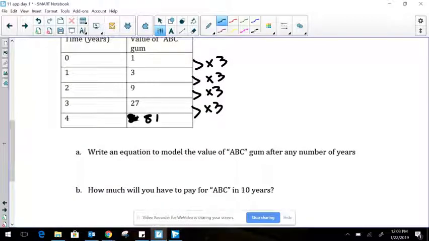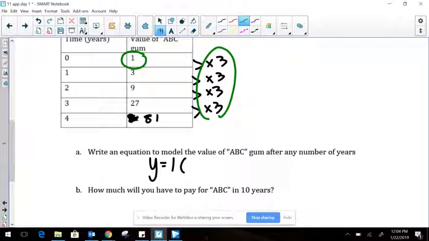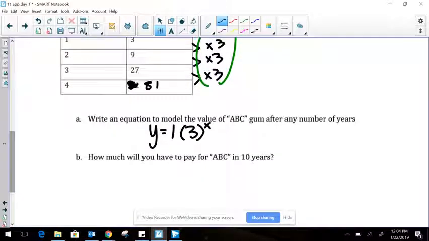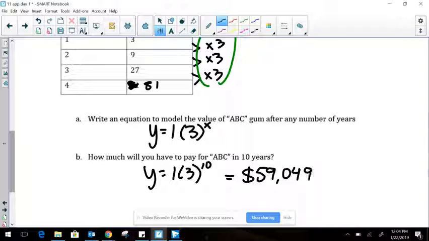Okay, so your equation, I have y equals, my initial amount is 1. So I have 1 parentheses, my growth rate, which we just found is 3 to the x. Remember, you can use whatever letters here that you want. Y, x, z, f of x, whatever you want. Okay, so we figured out how much we have to pay for ABC already been chewed gum in 10 years. Plug in 10 for x. Whoa, that's expensive gum. Okay, we get $59,049. Yeah, that's a lot.